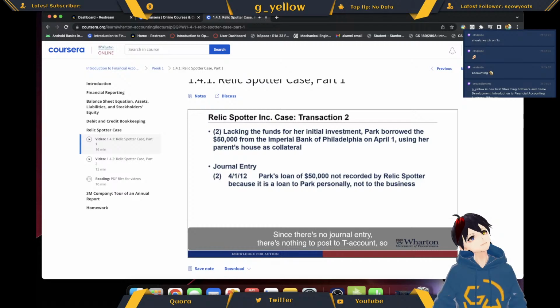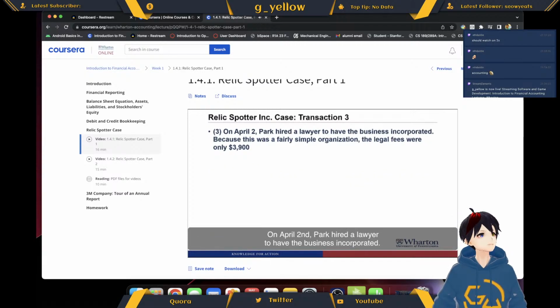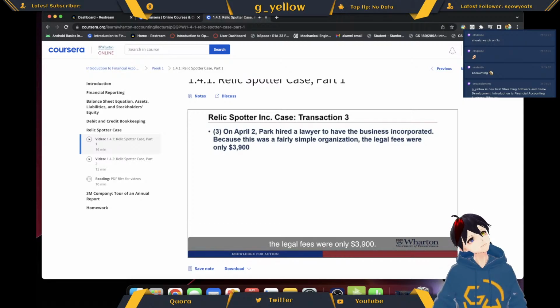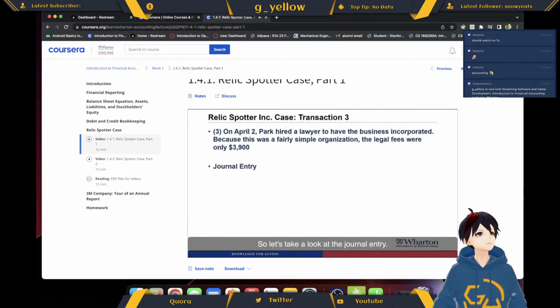Since there's no journal entry, there's nothing to post to T account, so we can go right on to transaction number 3. On April 2nd, Park hired a lawyer to have the business incorporated. Because this was a fairly simple organization, the legal fees were only $3,900. Legal service of 3900. So let's take a look at the journal entry.